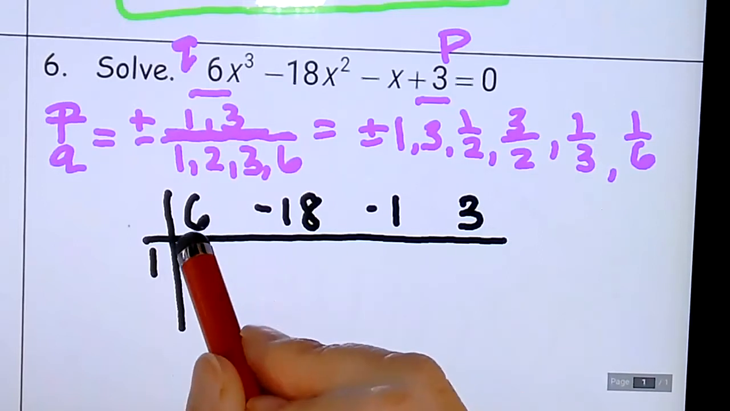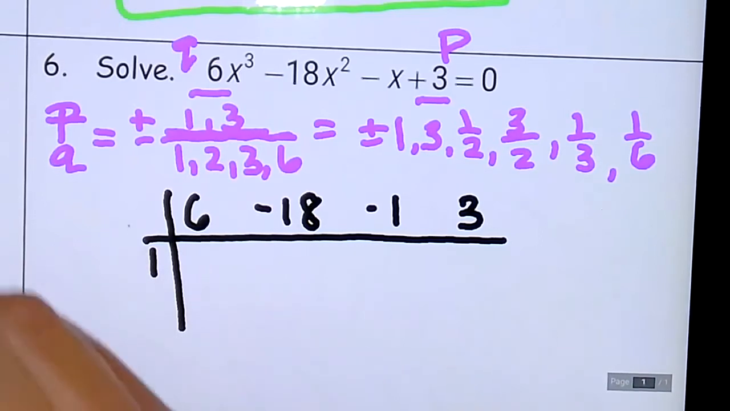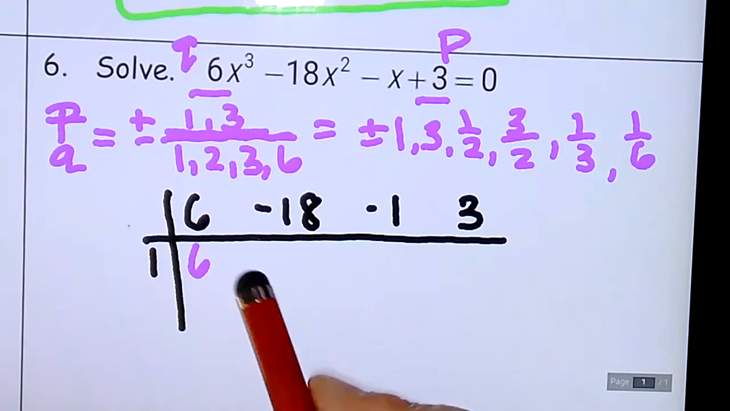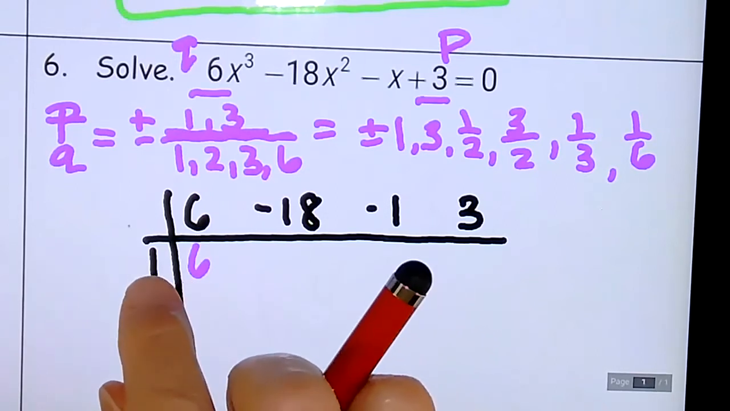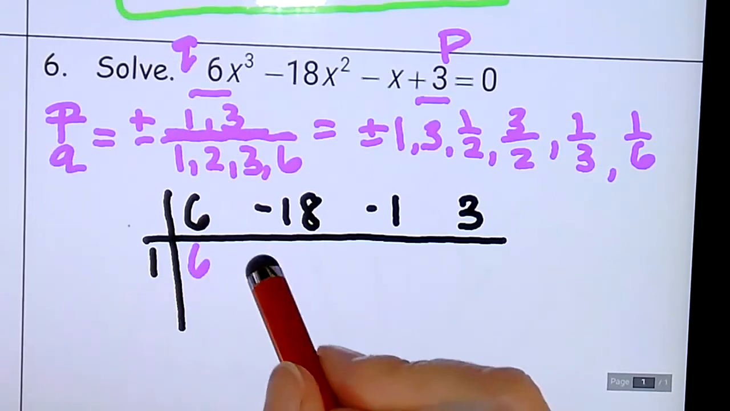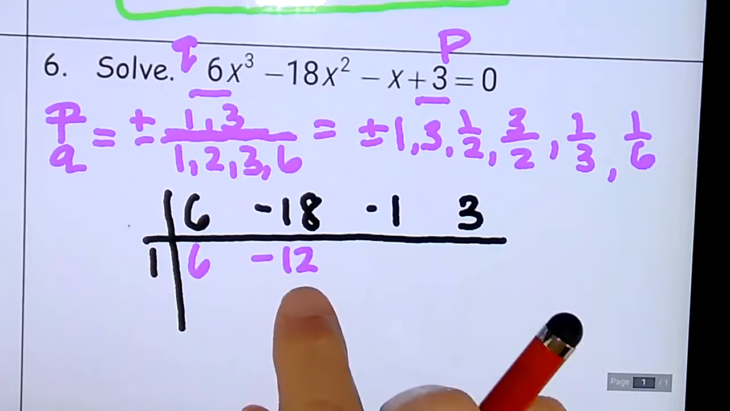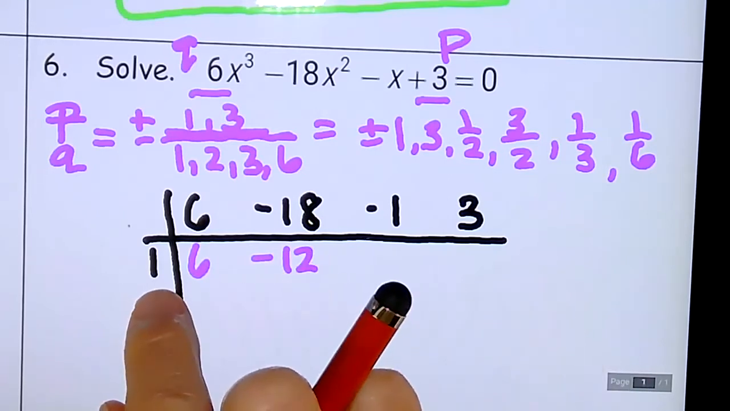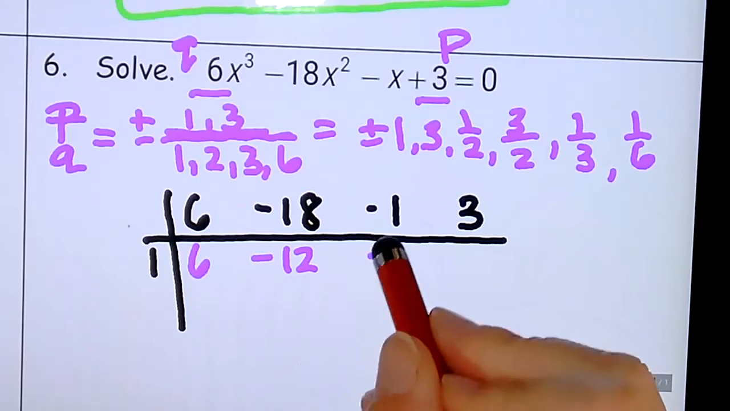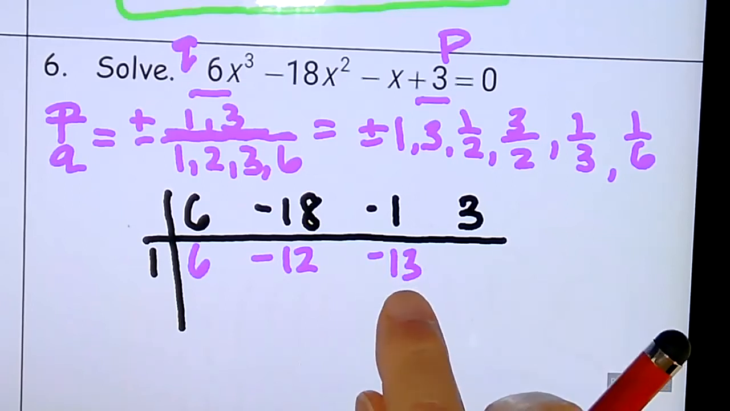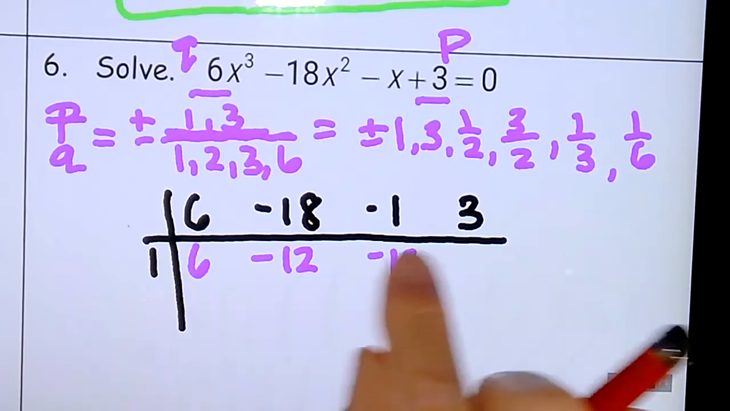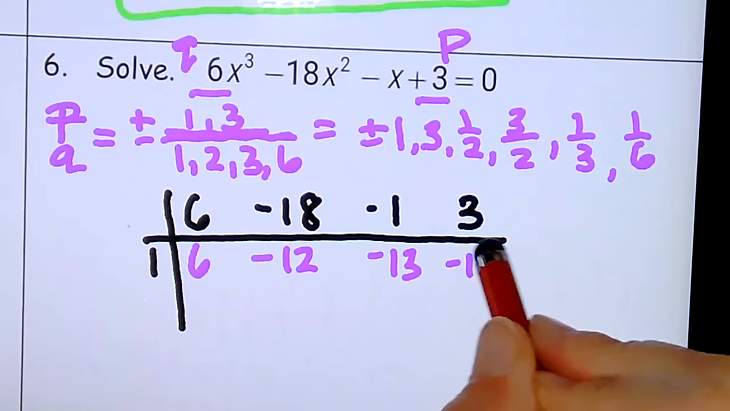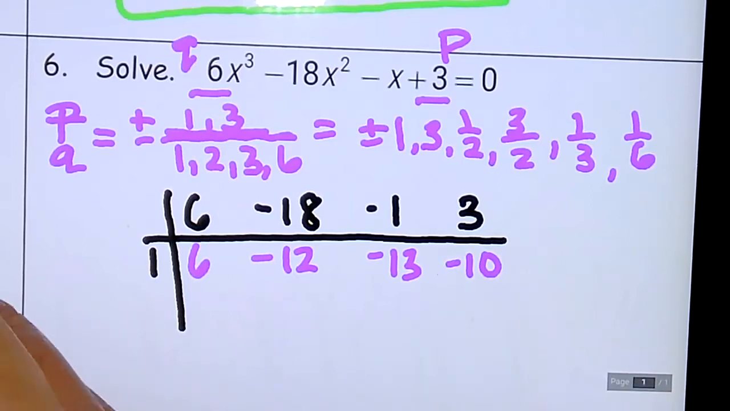Okay, so I always bring down my first number. So my first number is 6. I am going to be multiplying 6 times 1 is 6. I add it, negative 12. Negative 12 times 1, negative 12. I add it, negative 13. Negative 13 times 1, negative 13. I add it, I get negative 10. Okay, so that one didn't work.